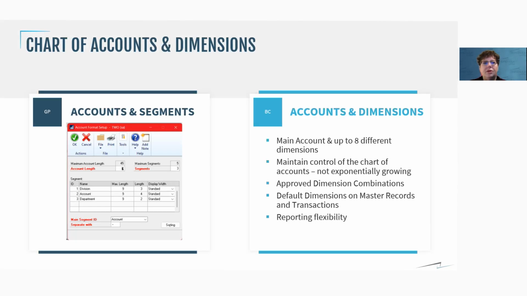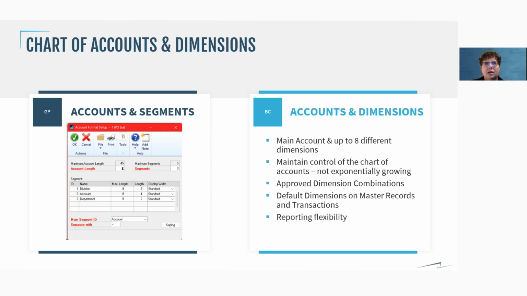So the first area that we're going to talk about this morning is the chart of accounts and dimensions. So on the left side of the screen here, we have the accounts and segments from Dynamics GP. This is where you define what does your account structure look like. So we've, in this case, got our accounts and segments, our main account, our division, and our department, and the total character count of our chart of accounts is 9.